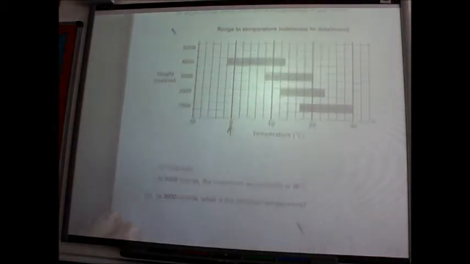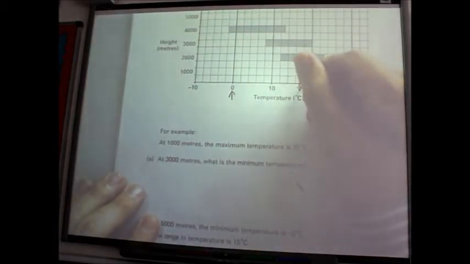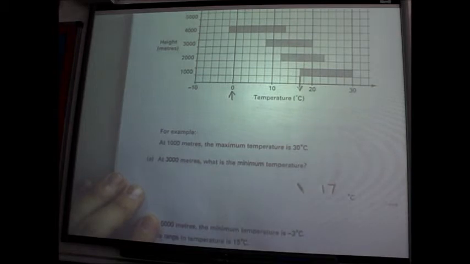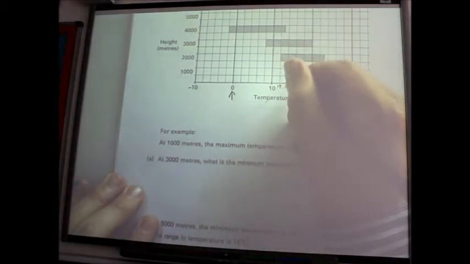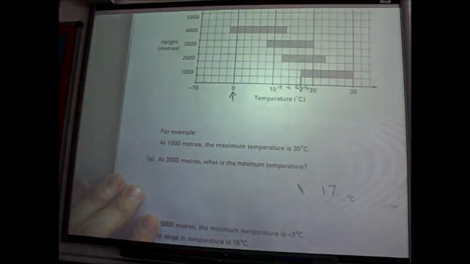And that's what the next question asks. What is the minimum temperature? Well, it is there, and that would be 17 degrees C, because you've got to read your scale really carefully. That would be 12, 14, 16, and 18. So it's between 16 and 18. I hope you can see that.